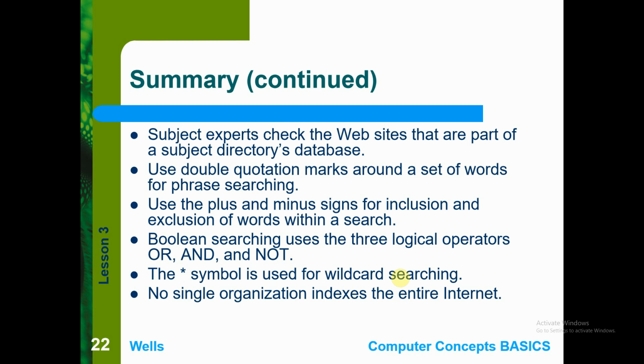Phrase searching uses double quotation marks, plus and minus for the inclusion and exclusion of words, and Boolean operators such as OR and NOT for Boolean searching. And of course, wildcard searching using the asterisk symbol. And lastly, no single organization owns the internet. It is mainly composed of several organizations and communities that voluntarily use indexing methods to put up lists of websites that we can search through the general search engines we use today.